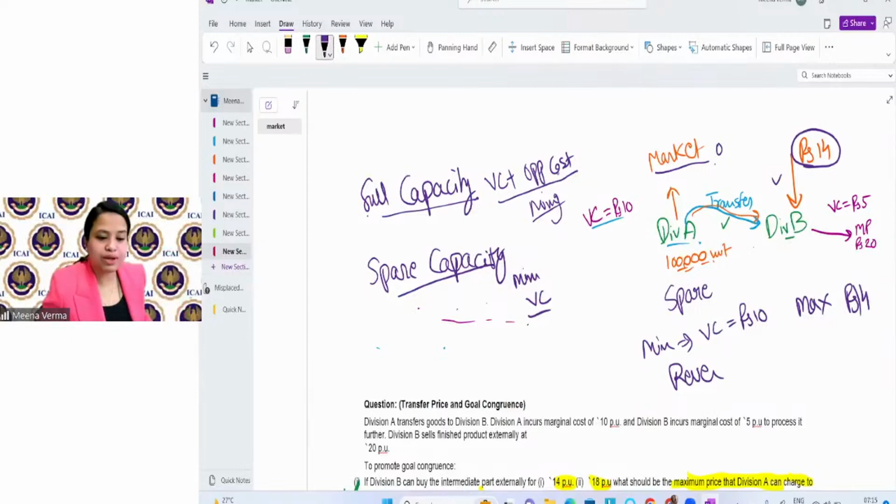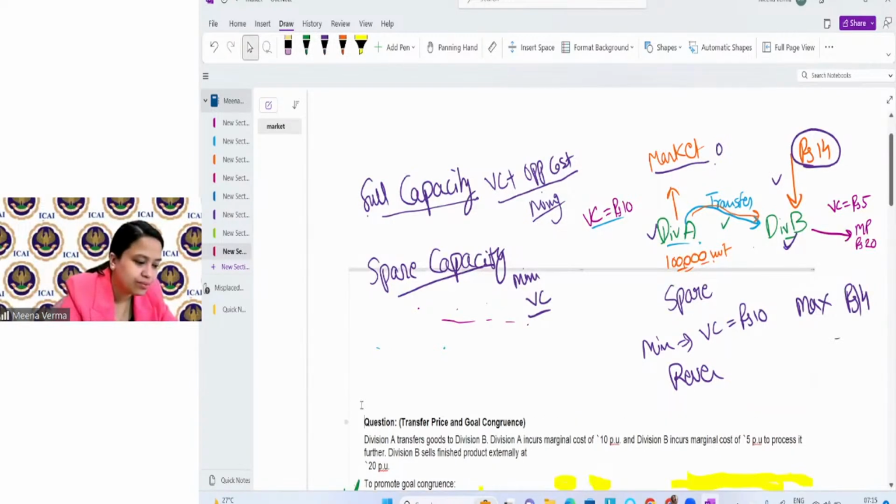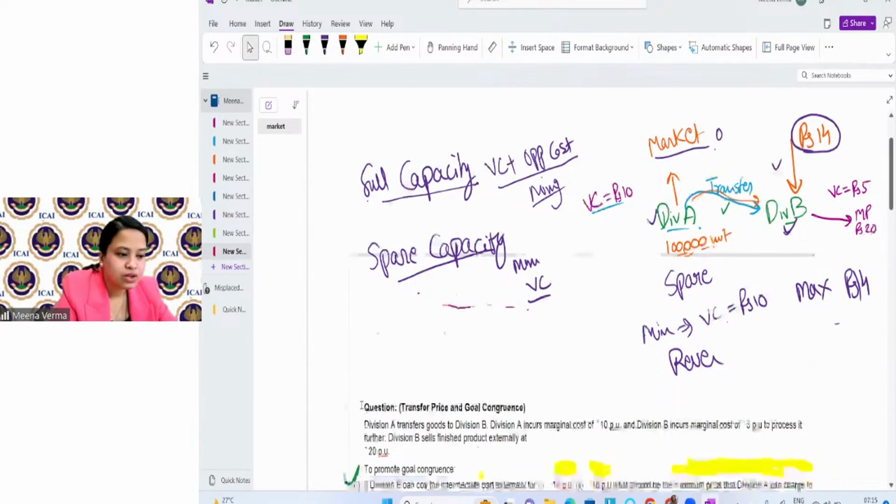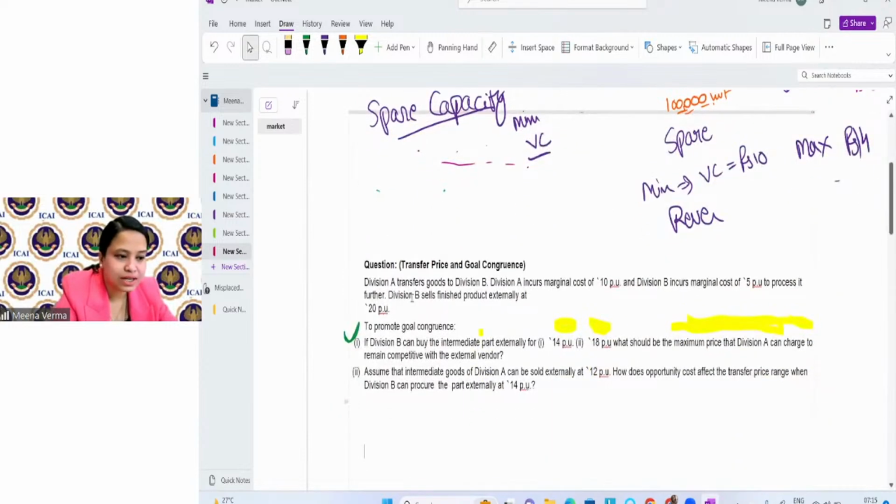He will not pay more than 14 rupees, but keep it in mind, if the manager of division A charges 14 rupees, then the margin of B will be 1 rupee. Okay, let's do one thing. So in this way, you will decide this will be the maximum price that they can charge.